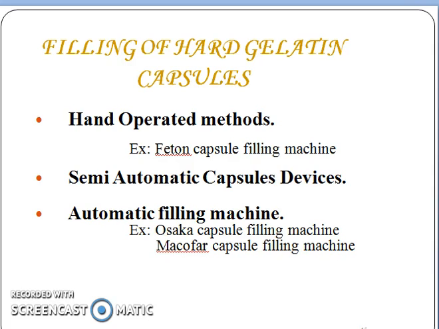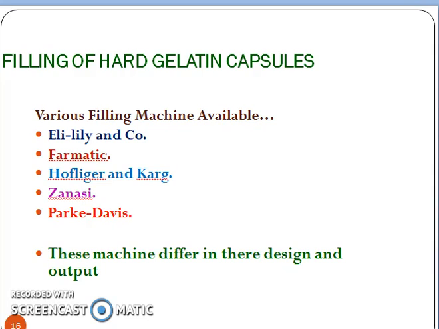Now basically three types of machines are used for filling of hard gelatin capsules. First is the hand operated machine, for example, the Feton capsule filling machine. Second, semi-automatic capsule machine. And third, automatic filling machine. Examples are the Oscar capsule filling machine and the Macofar capsule filling machine.